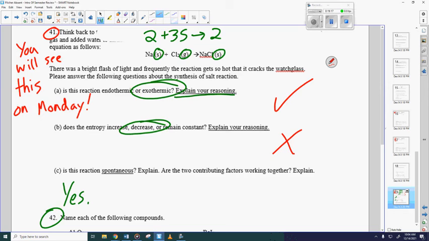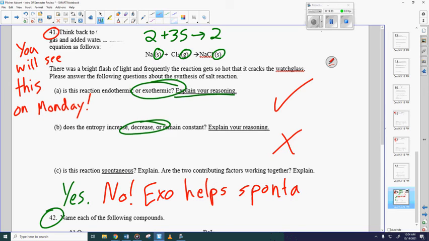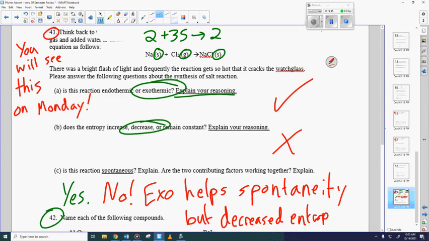So, what's spontaneous? Yes. Explain. Are the two contributing factors working together? No. Exothermic helps spontaneity, but decreased entropy does not. I'm running out of space here. There we go.